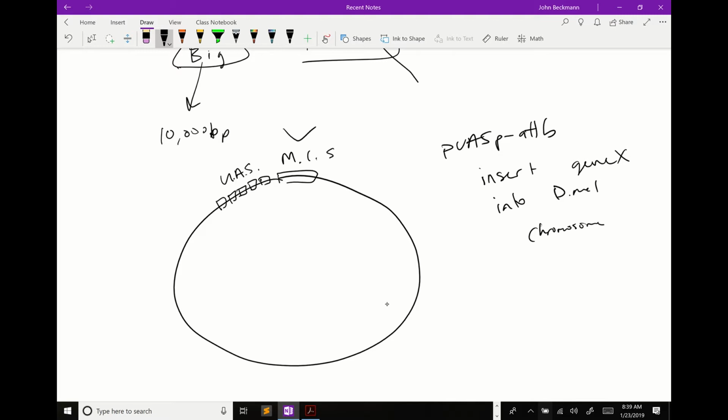Gene X. Okay, there is a selective marker for the bacteria. So step one is to assemble the plasmid in bacteria. So there's an AMP cassette.